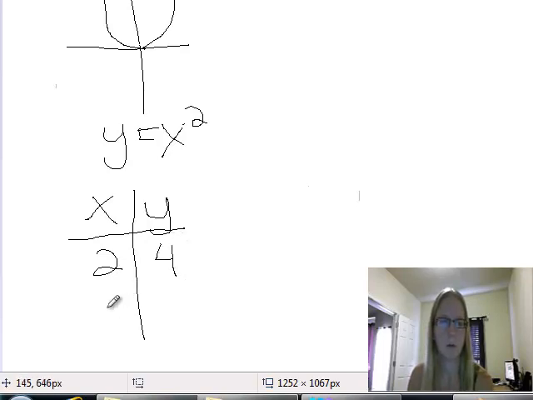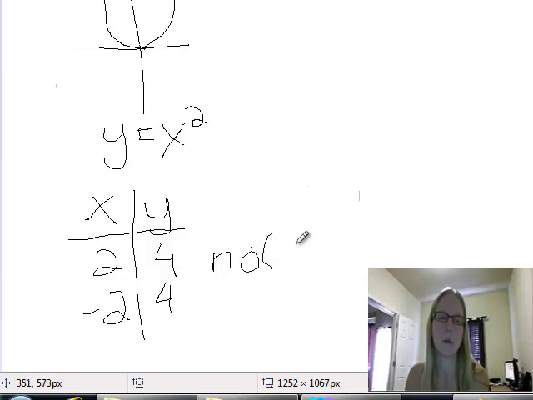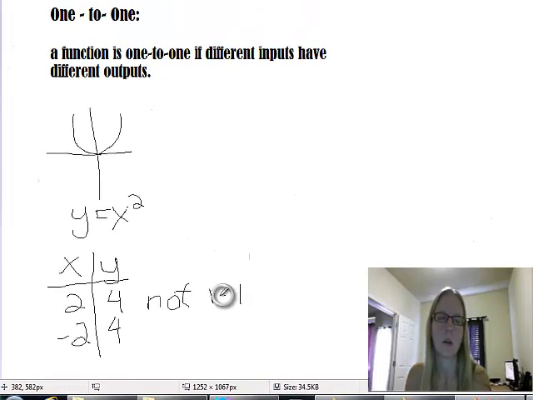2 squared is 4. But what happens if I plug in -2? So this is now a different input. So I have two different x values. However, when I plug in -2, I still get 4. So these are different inputs with the same output. So this one is an example of something that is not one-to-one. And that's the abbreviation for one-to-one, just the number 1 instead of writing out the word.